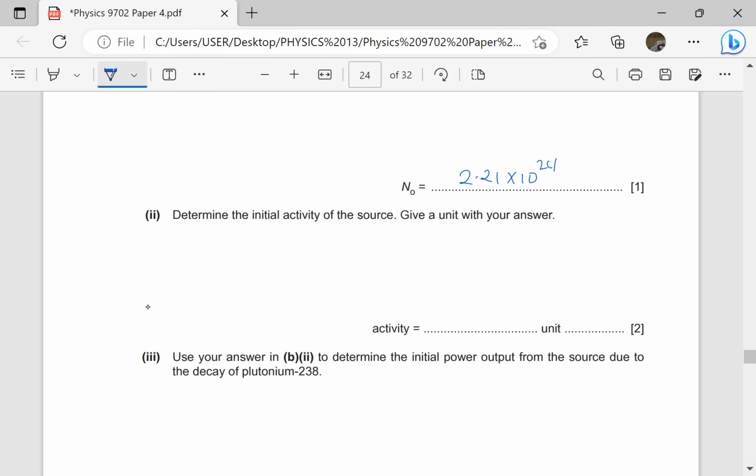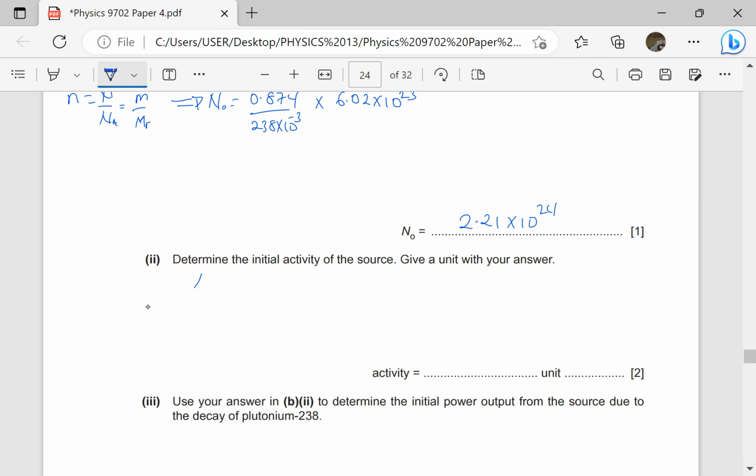Determine the initial activity of the source. We also know that activity is equal to lambda times N. And of course, we know that lambda is equal to ln of 2 divided by the half-life, T a half. So lambda is going to be ln of 2 divided by T a half. They gave us the half-life as 87.7 years. Every year can be considered to have 365 days. Every day is considered to have 24 hours. Every hour is considered to have 3,600 seconds.